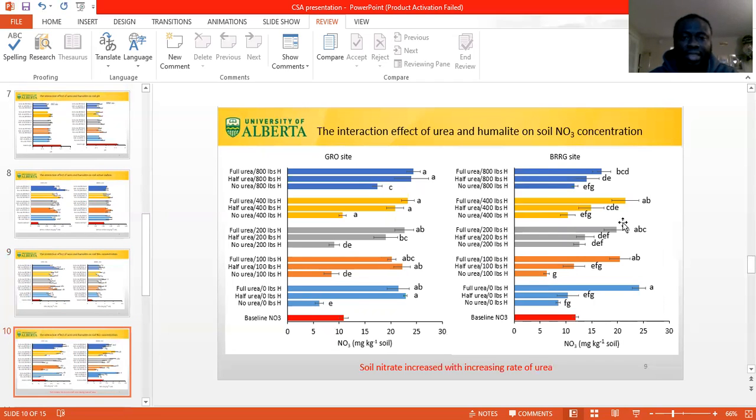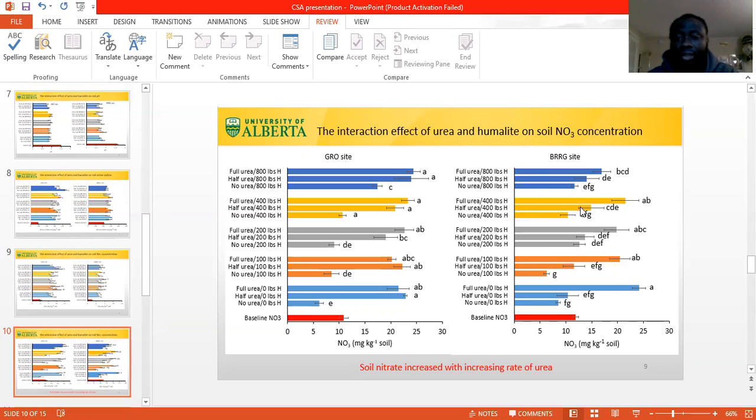Then the interaction of urea and humalite on soil nitrate, as you can see, again, we had an increase in nitrate concentration in the soil at both sites when we compare it with the soil baseline nitrate. But as you can see, the highest increase in concentration was similar in most of the treatments. For example, under no humalite treatment, the result was similar to the humalite treatment, and so therefore we didn't see a clear difference between the humalite treatment and non-humalite treatment.